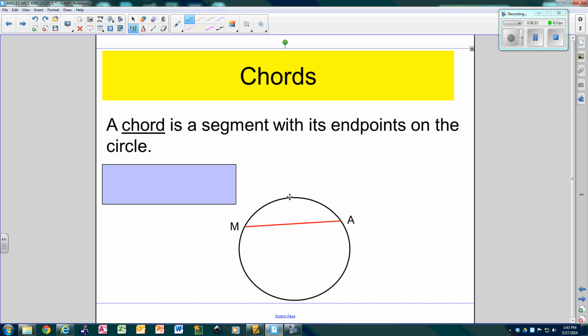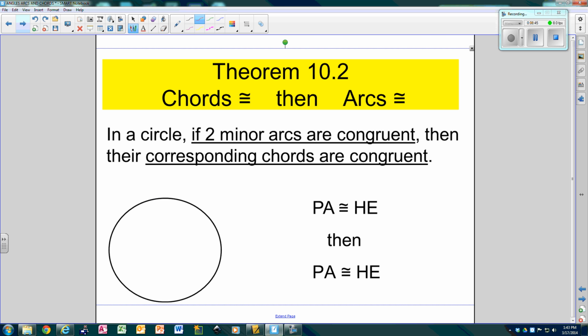All right, now there are some rules with chords. A chord is a segment with endpoints on the circle. We learned that the other day. If you'll notice, M is an endpoint and A is an endpoint. Therefore, MA is a chord. Here's another. The rest of these are just theorems. There's not a whole lot to do. We're going to do stuff with them in class. We're just learning what they're talking about now.